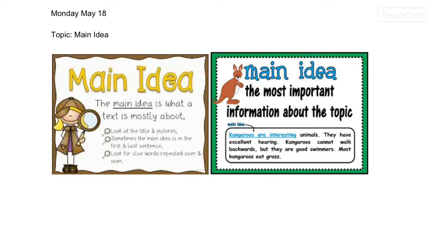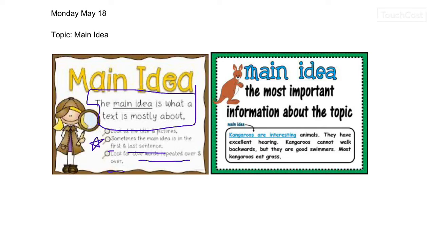This week we're going to work on main idea and details. Main idea is what the text is mostly about. We're going to be looking at the title, looking at pictures. This is important: sometimes the main idea is the first sentence or the last sentence, so it's really important you read those. Look for clue words repeated over and over again. If something keeps repeating, it's probably super important.